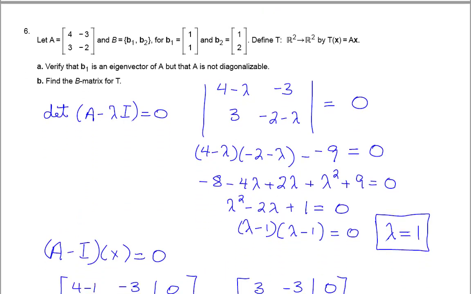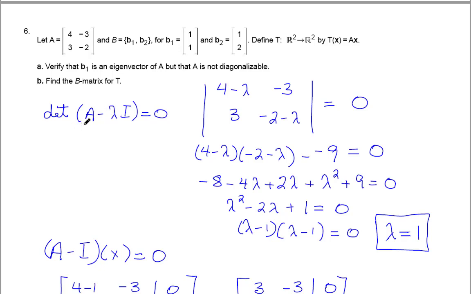All right, question 6. We are given matrix A. We are given B is B1 and B2, so they're given there. T is a mapping that is going from R2 to R2. They want us to verify that B1 is actually an eigenvector, but that A is not diagonalizable, and they want us to find the B matrix.